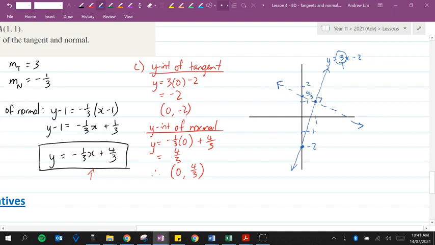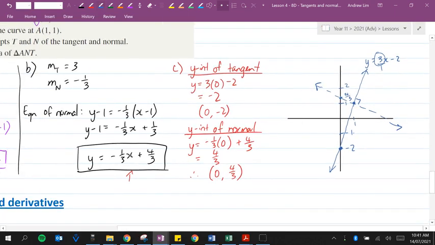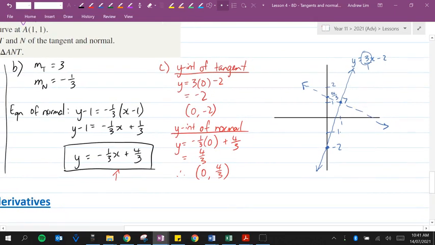And we want to find the area of triangle ANT. So let me just write this one in here. That's the normal. This one's the tangent. And this is point A, (1, 1). So we're finding the area of this triangle here.